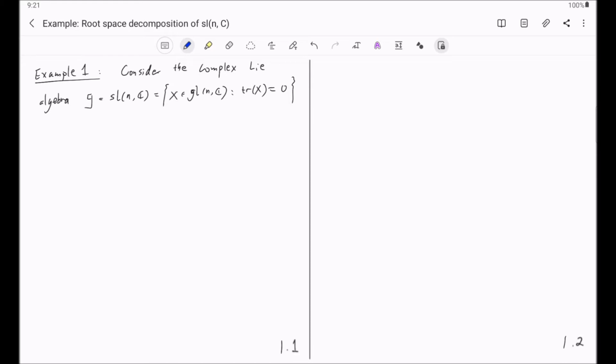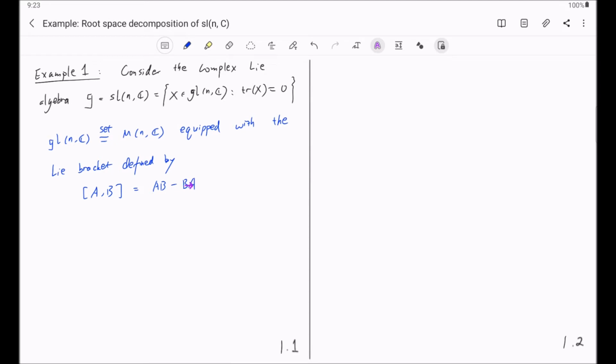And here, in case you don't remember, let me remind you that GL_n(C) as a set is equal to the n by n matrices over C equipped with the Lie bracket defined by the Lie bracket of A and B is equal to AB minus BA, where the multiplications here are just matrix multiplications.